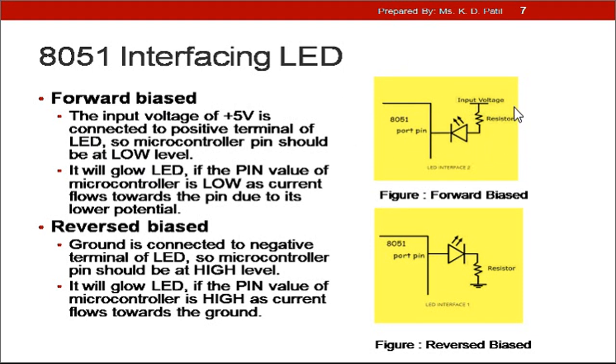The input voltage of plus 5 volt is connected to the positive terminal. This is the positive terminal and this is the negative terminal. If you observe, the input voltage is connected to the positive terminal of the LED and the microcontroller pin should be at the low level, because current flows from this input voltage towards the microcontroller port pin, and as I told you, a resistor is required to limit that current. Okay, this is a forward bias.